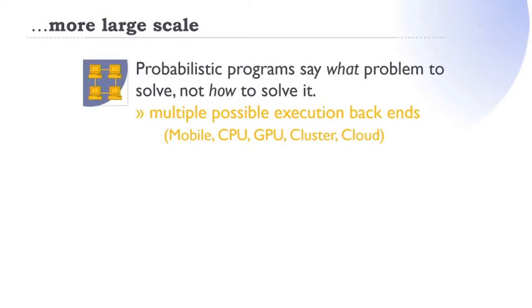Even the best people in the world make mistakes when they write these algorithms. If they're reusable and tested multiple times, they're more likely to be right, and therefore you can build more complex things. And as I said, we need to use tools and support infrastructure to make managing complexity better. And finally, for large scale, probabilistic programs say what the problem is, not how to solve it.